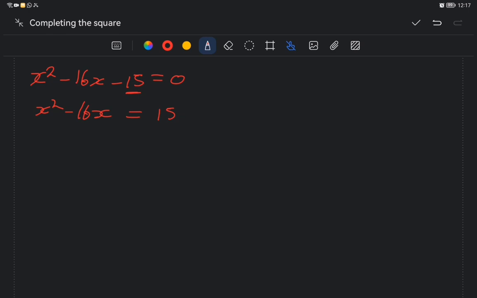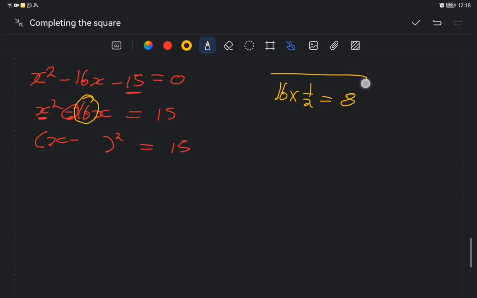After this, you open two brackets and square those brackets and leave everything on the right the same. So the square brackets is equivalent to 15. Now what do I put inside the brackets? You take the x, and you take the same sign in between, which is negative here. Then, very importantly, you take half of that number, which is half of 16. So 16 multiplied by 1 over 2 is equivalent to 8. So you have 8 there.